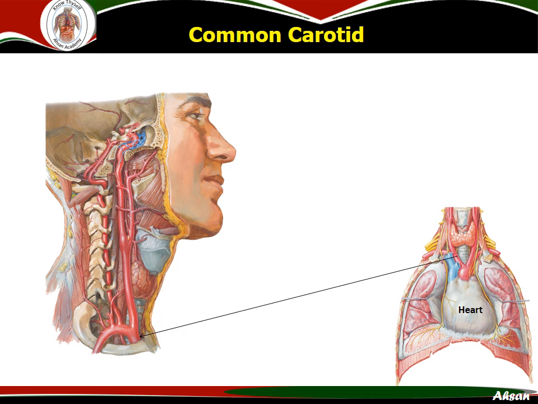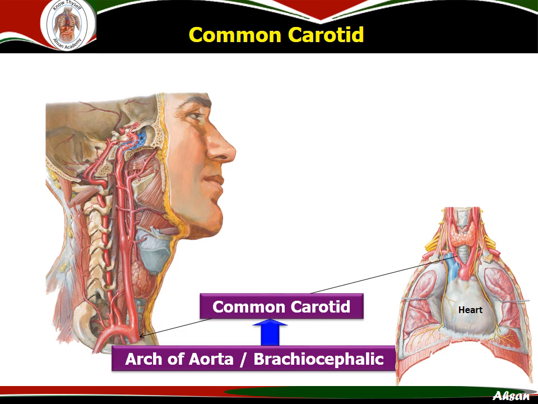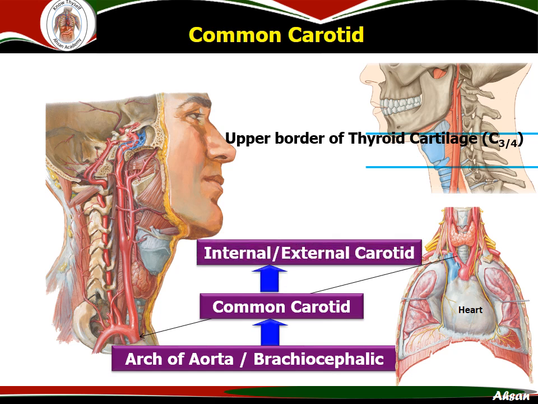So this one is the large artery on the right side. This is the brachiocephalic trunk, you can see, and the brachiocephalic trunk directly gives the artery, the common carotid artery. This common carotid artery, at the level of the upper border of the thyroid cartilage, divides into internal and external carotid artery, and this is the place where it divides.